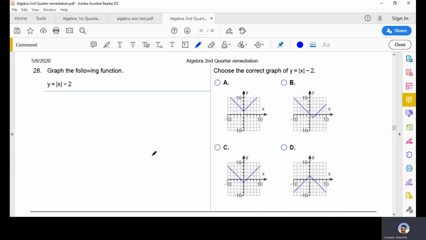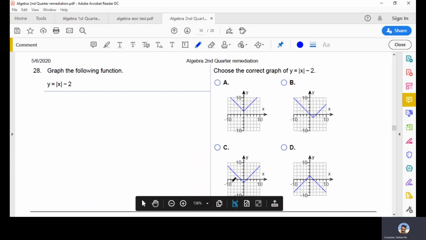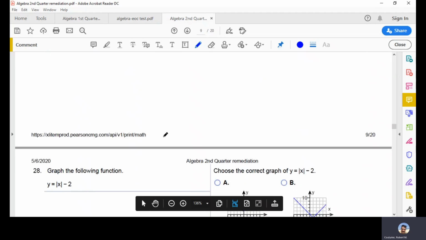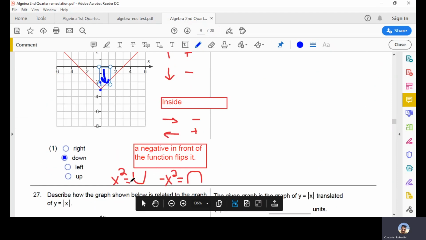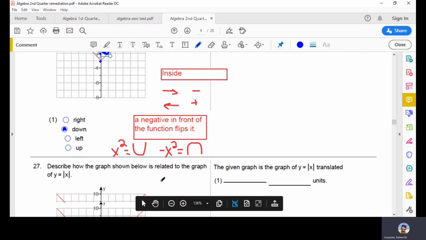Next one again. So now they give you an equation, and they want you to say which one of these 4 graphs is correct. So just by looking at it, I see 3 graphs that are pointing up, 1 that's flipped. We just said, remember, if it flips, it's because there's a negative outside. And we used our quadratic function here as an example. X squared is a U-shaped graph pointing up. Negative x squared is a U-shaped graph pointing down.